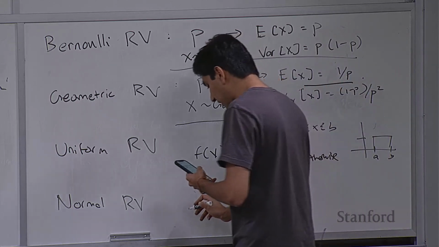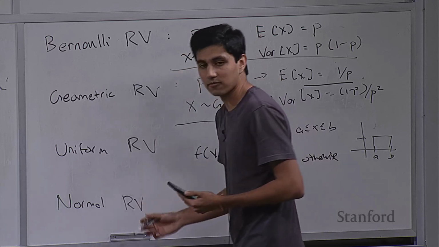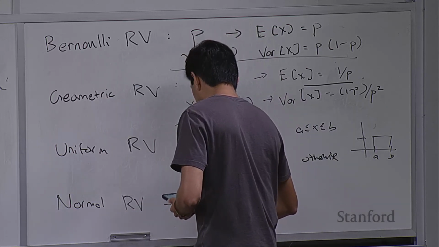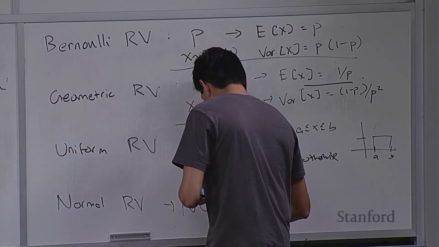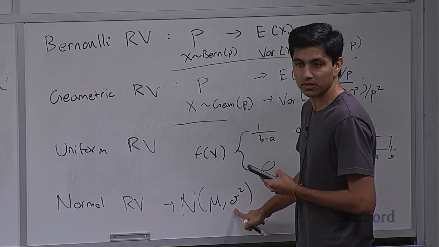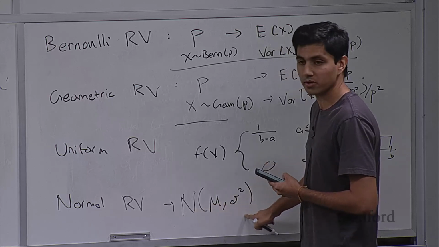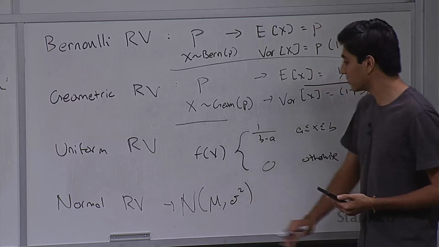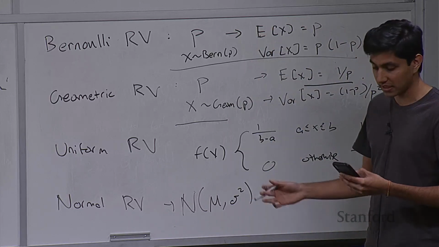And for the normal random variable, again, I'm not going to write out the formula. You can look this up anywhere. But this is what you see as the normal of mu and sigma squared. The expectation is mu, and the variance is sigma squared. That's why you see N(mu, sigma squared), because these two things parameterize the normal distribution completely. So these are four really important distributions. You'll see them a lot.